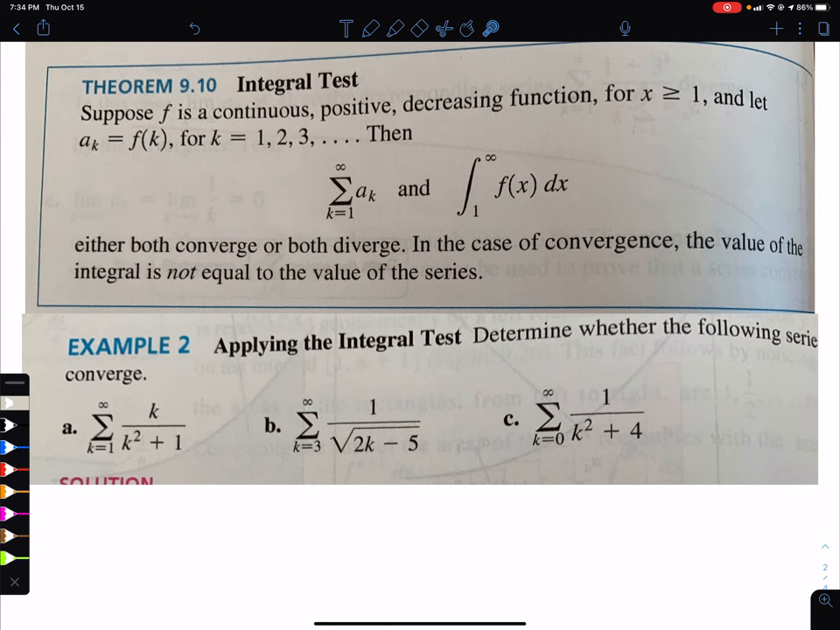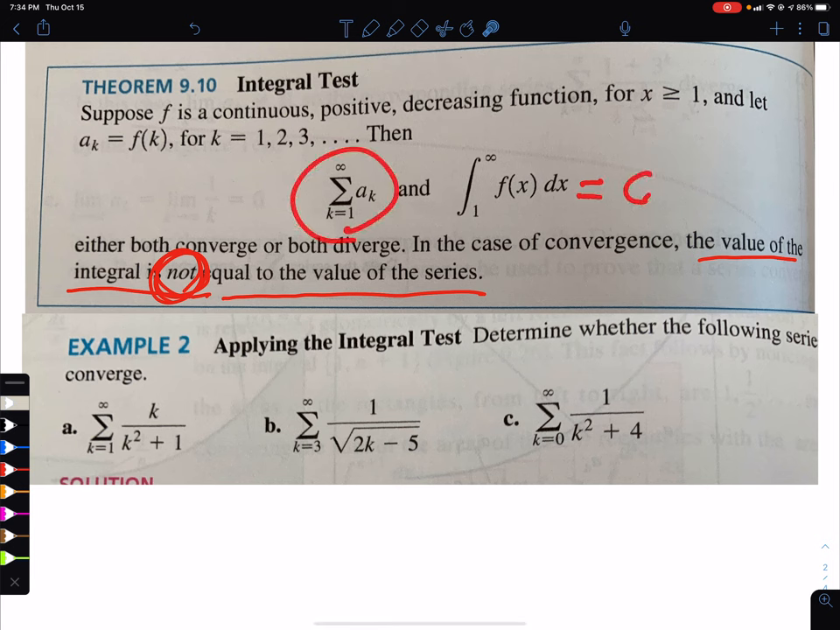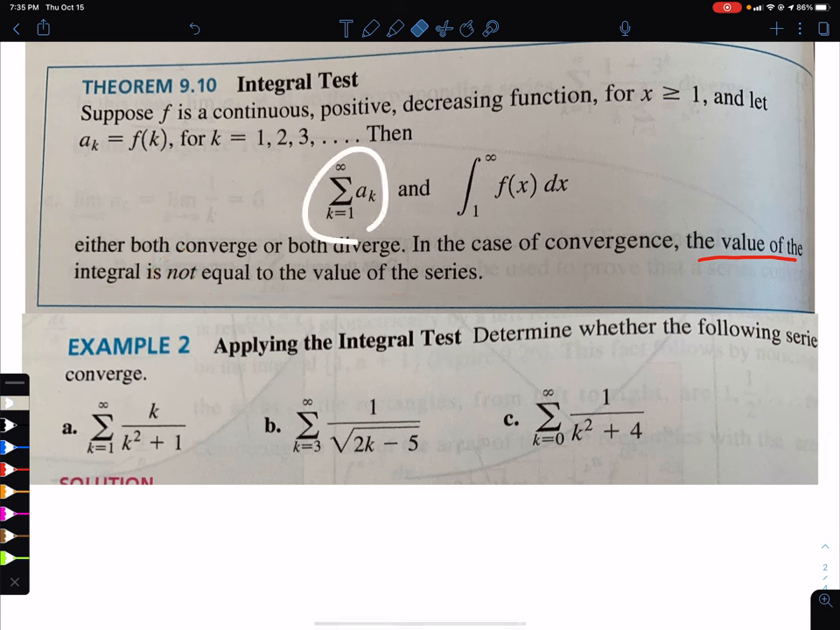Okay, so that's what it's saying. In the case of convergence, this is huge, I'm going to underline this: the value of the integral is not equal to the value of the series. So just because you find this equal to some number c doesn't mean the series adds up to c. Very important. In fact, you can figure out if this is bigger than that or smaller than that. There's ways to do that. But don't assume that this integral is equal to the sum of that series.